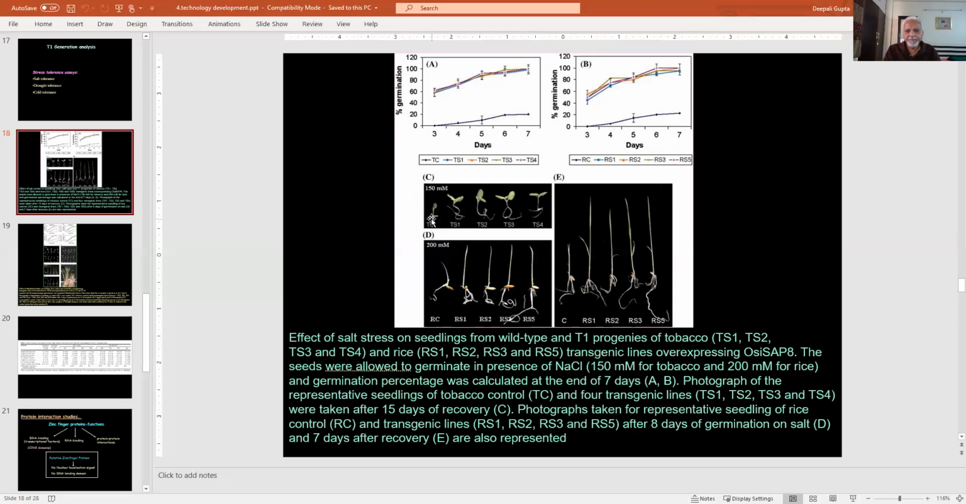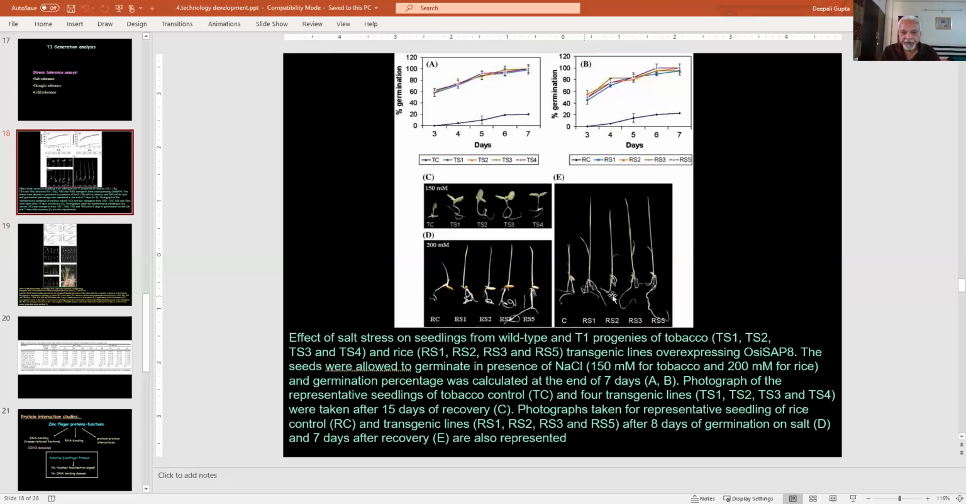And if you see visually what is happening, this is the tobacco seeds after 7 days. This is control under stress condition, and these are the transgenic plants under stress conditions. They are as healthy as the normal plant, and these are the rice seedlings after 7 days old. This is control under stress, and these are the transgenic lines under stress conditions. They grow well, and also interestingly, they show a better recovery. Meaning if you grow the seeds for 7 days and then stress for 7 days and then bring them back to normal conditions and see how well they recover.